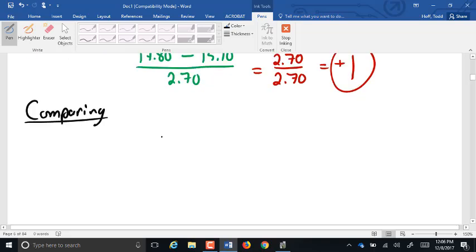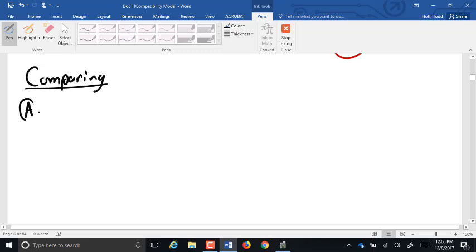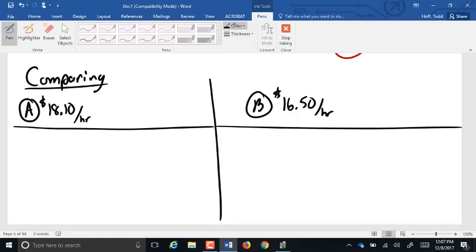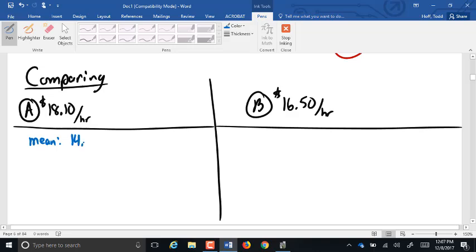Let's say you get 2 job offers. Job offer A for $18.10 an hour. Job offer B is for $16.50 per hour. Which one do you want to take? Let's say that they're in very different areas. Let's say that in the area that job offer A is from, the mean starting wage is $14.80 with a standard deviation of $2.